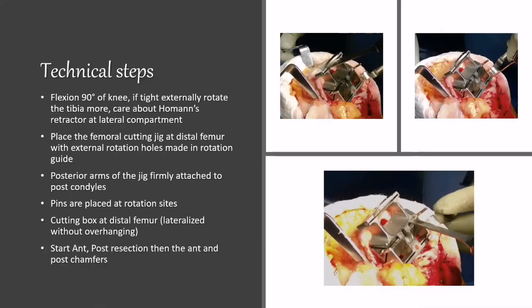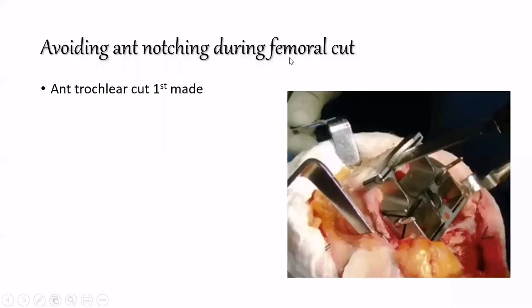Start with the anterior resection, then the posterior resection, then the anterior and posterior chamfers. It doesn't matter which is first, but you have to do these anterior and posterior chamfer cuts. Almost always, when you are cutting the distal femur, protect the MCL and LCL with Hohmanns during your resection. Avoid notching from the femoral cut. First of all, as we said, the trochlear resection is made first, and avoid notching of the cortex.